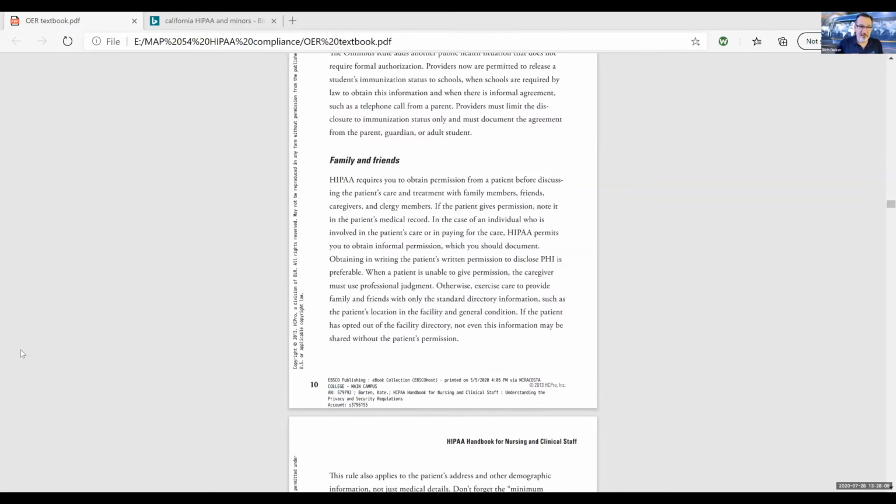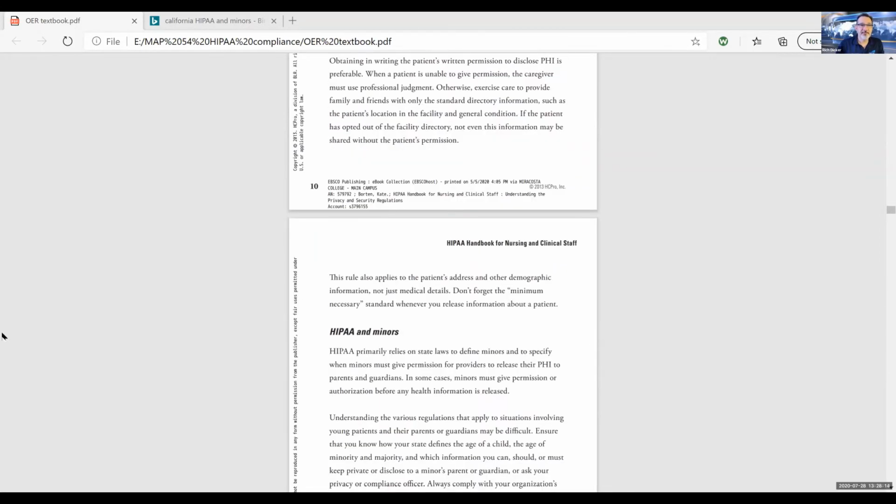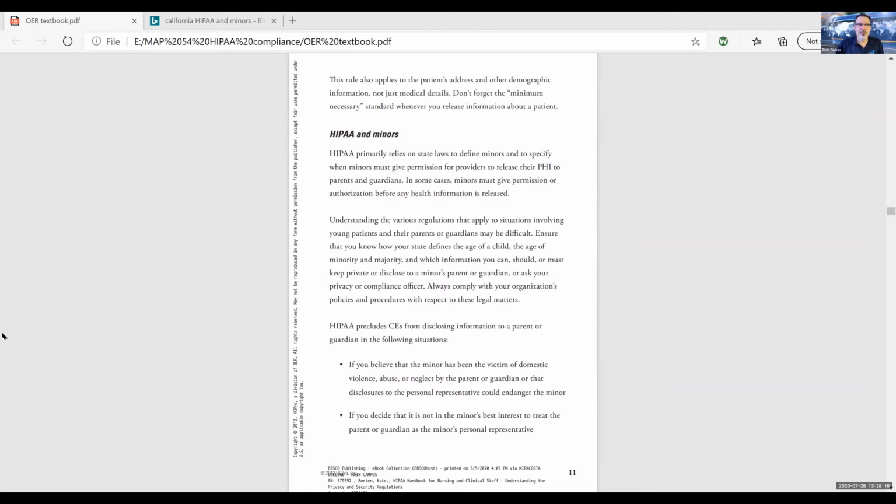We have to protect that patient's privacy, their PHI. We have to be very careful about giving somebody too much information that you as a patient have not authorized us to do so. Okay. HIPAA and minors is another important one.